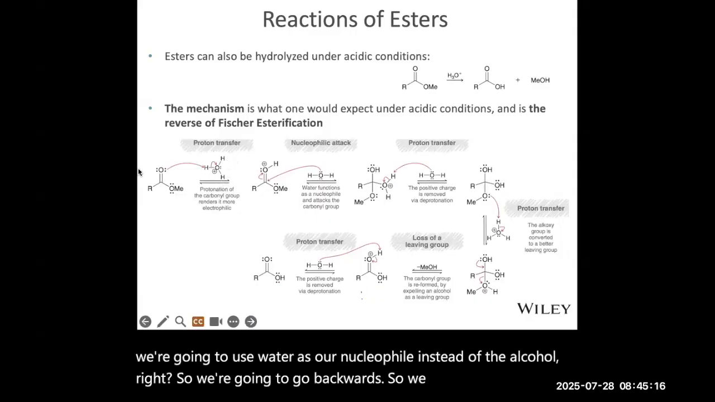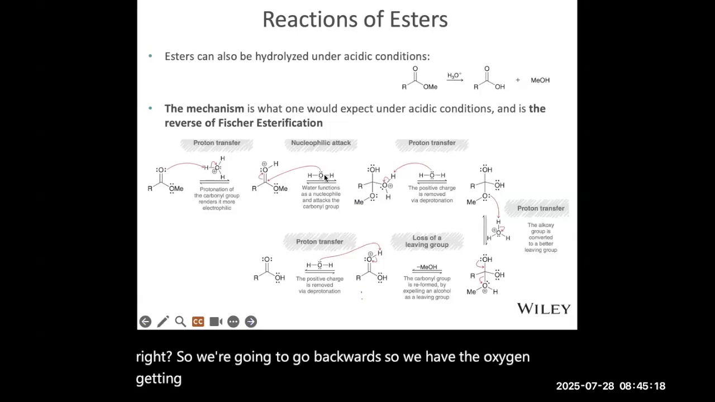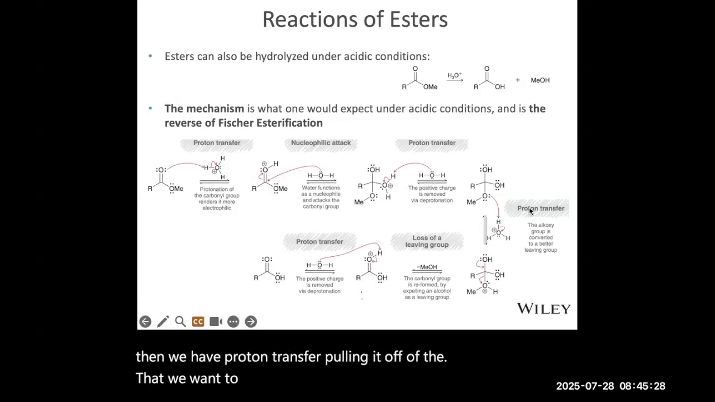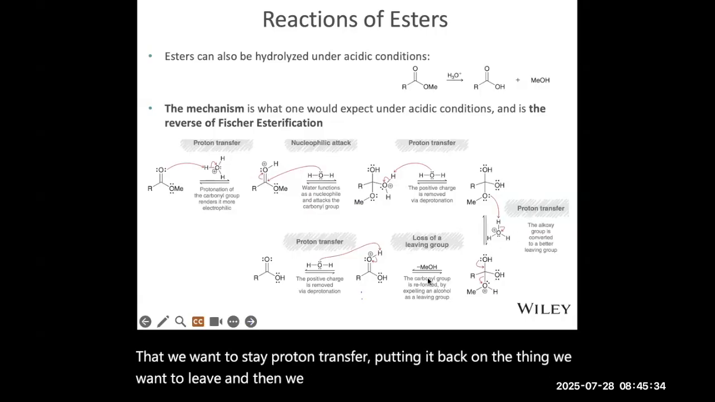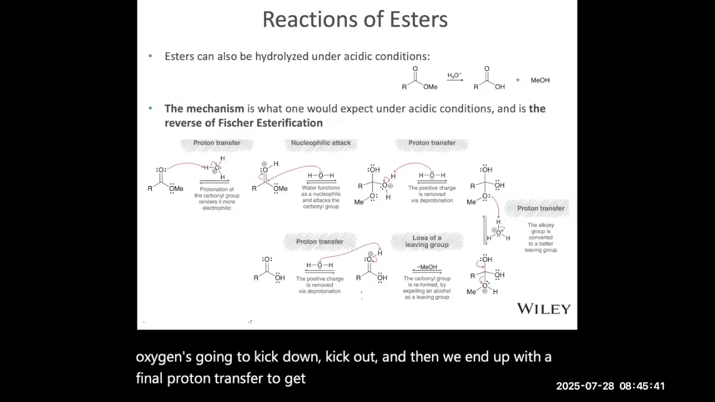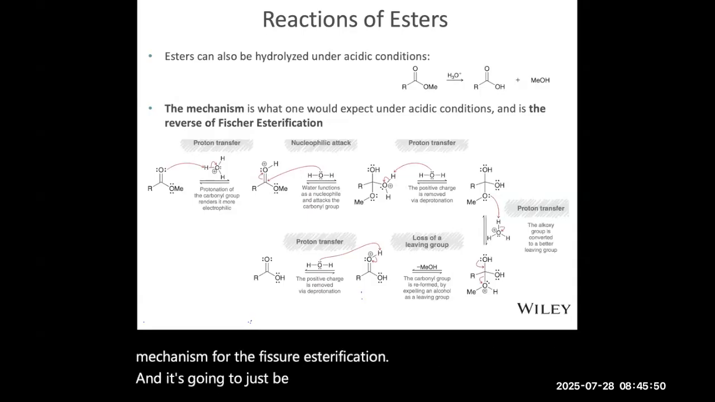So we have the oxygen getting protonated, and then we have attack of the nucleophile, and then we have proton transfer, pulling it off of the OH that we want to stay. Proton transfer, putting it back on the thing we want to leave. And then we have loss of a leaving group. So this oxygen is going to kick down, kick out. And then we end up with a final proton transfer to get to our product. So this is the backwards mechanism for the Fischer esterification, hydrolysis of an ester.